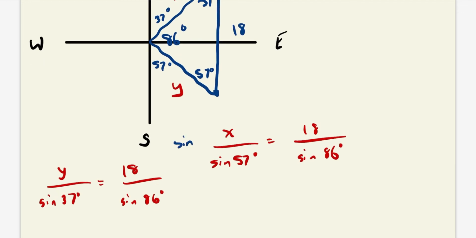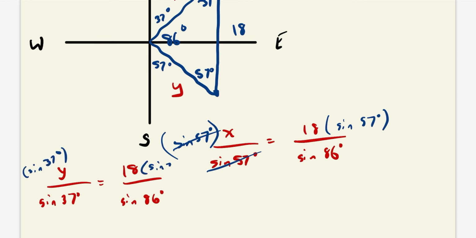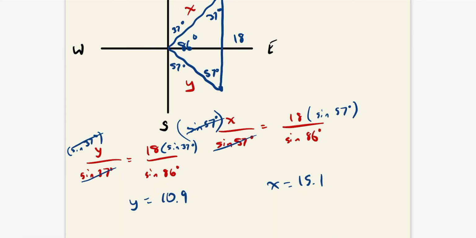All right, we can solve these 2 equations. So isolate the variable. Y will equal 18 sine 37 divided by sine 86. For this one, I'm getting 10.9 if I round to 1 decimal place. And for the other, I am getting 15.1. So let's see what they want us to round to.